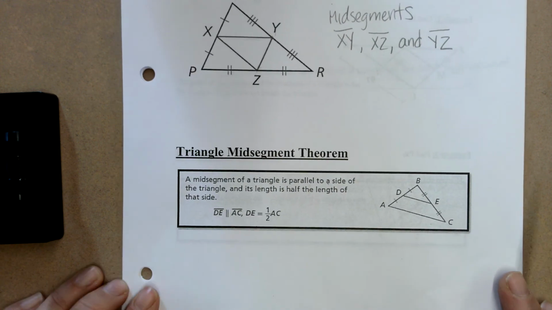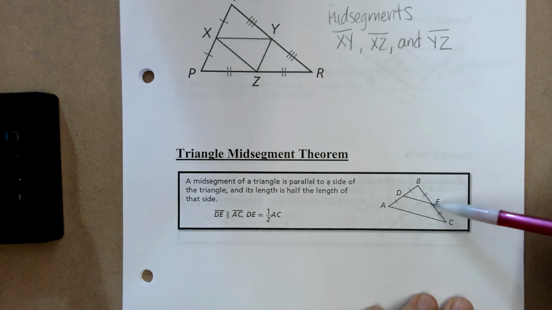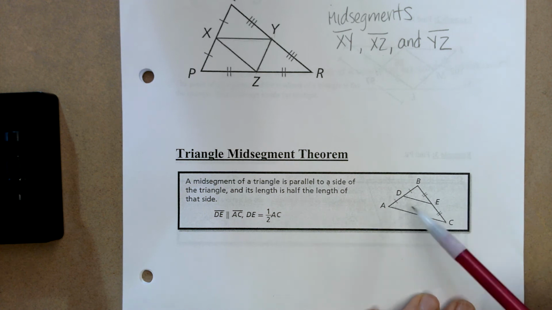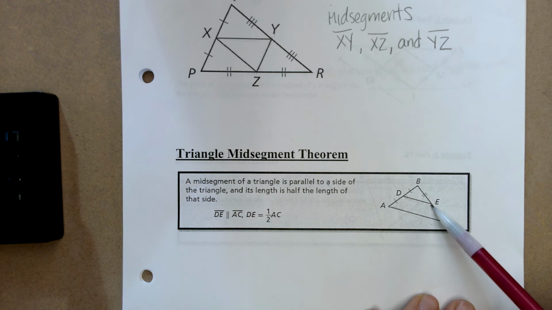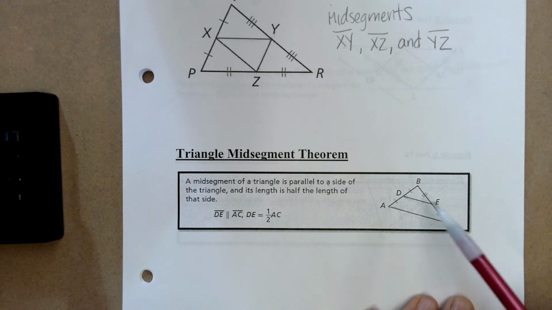So at the bottom of the page, we have the triangle midsegment theorem. It says the midsegment of a triangle is parallel to a side of the triangle, and its length is half the length of that side. So here's your midsegment, DE. It's parallel to side AC, so therefore this is half the length of this. So again, DE, because it's parallel to AC, would be half the length. So if AC was 8, DE would be 4.